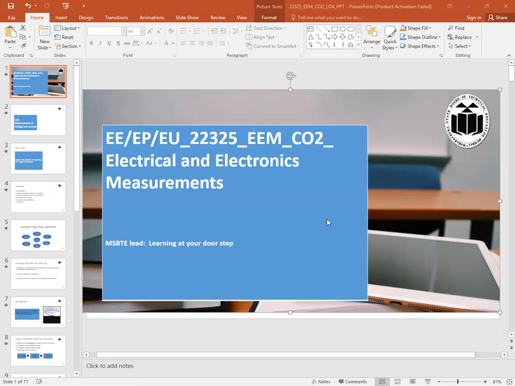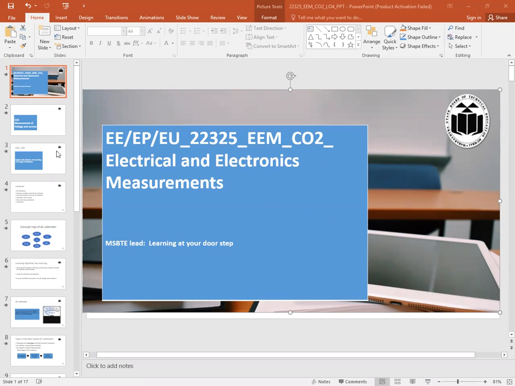Hello students, in this lecture we will see the rectifier type voltmeter. So this is the topic from our second unit.